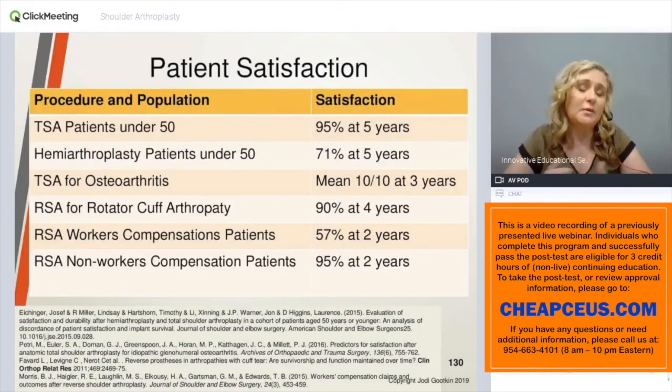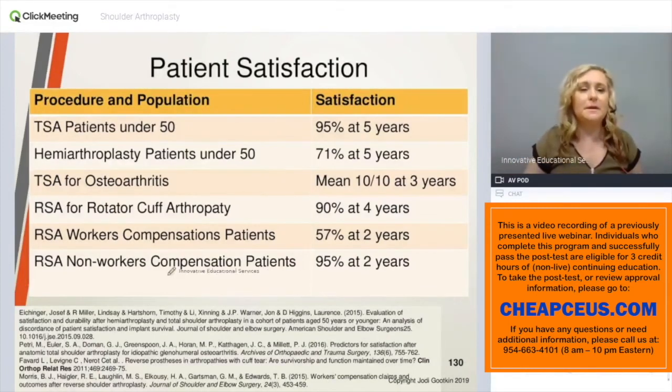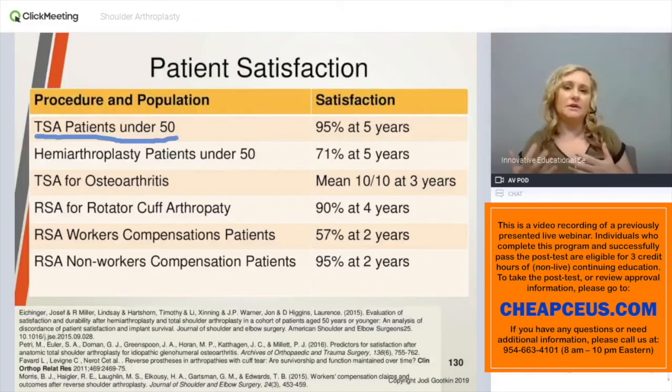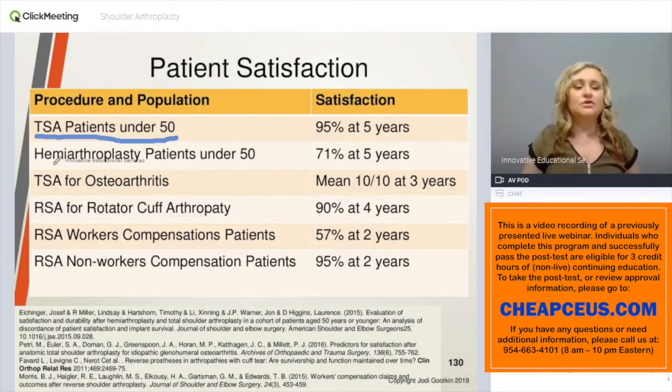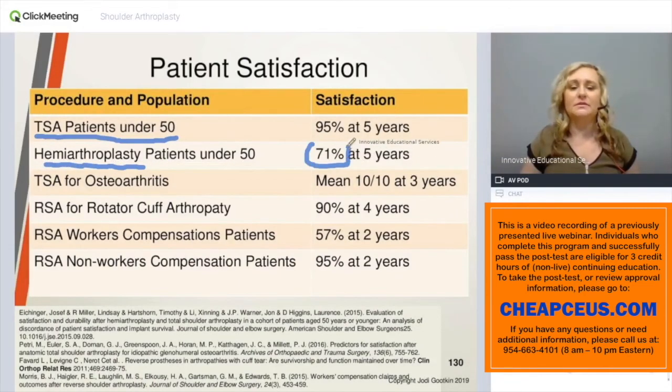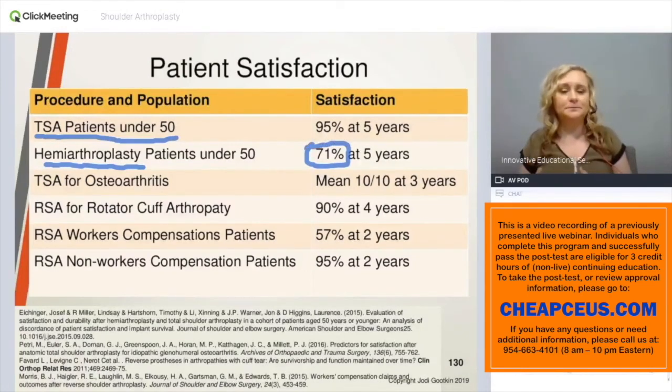Patient satisfaction is something that we do need to consider in our rehabilitation, and the physician is cognizant of. So I found several studies that were looking at patient satisfaction with their shoulder replacement. Individuals who were under age 50 who underwent the total shoulder arthroplasty at 5 years out, they are extremely satisfied. Those who were younger that underwent the hemiarthroplasty were not as satisfied, only about 71%.